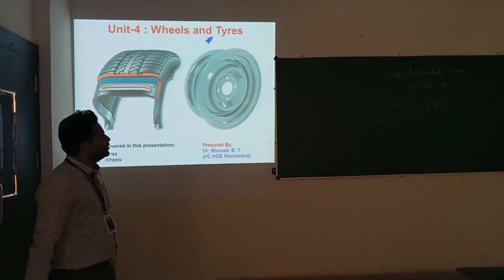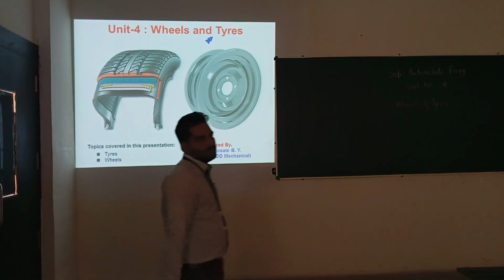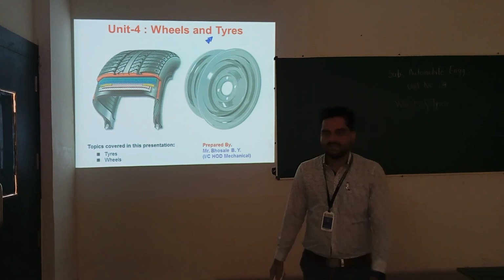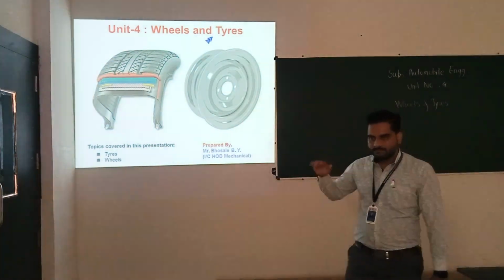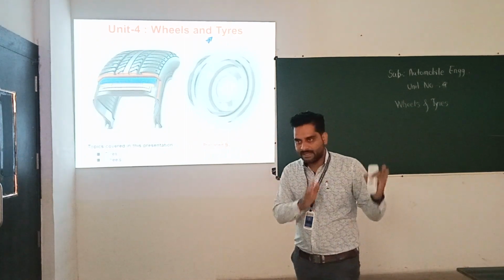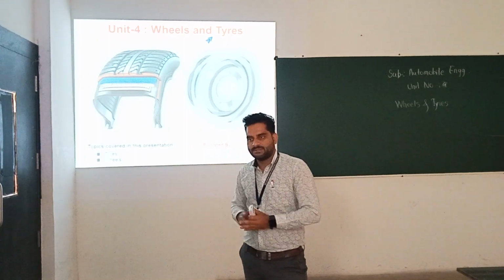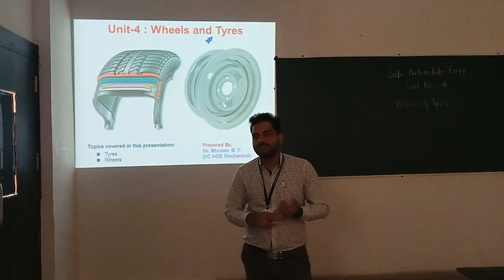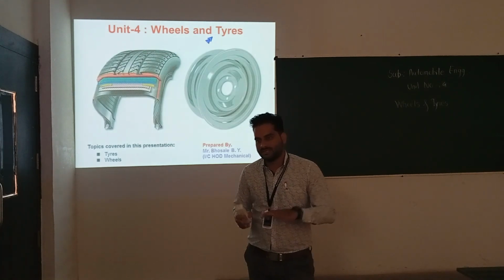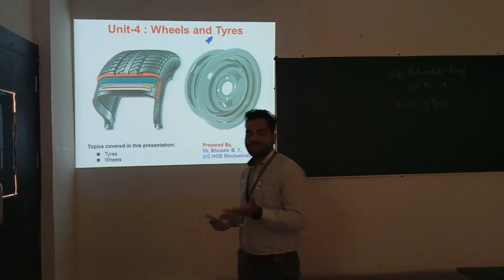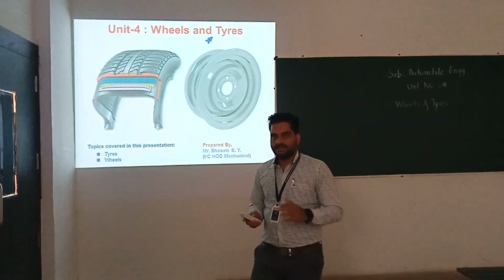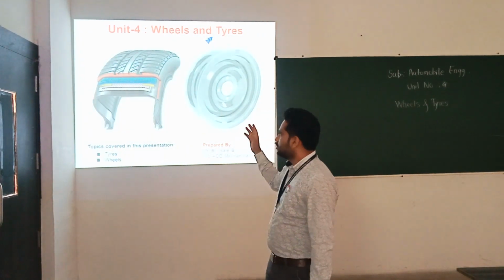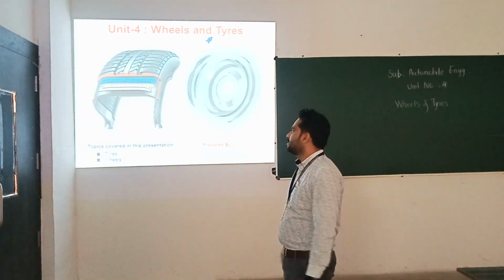And after that, in unit number 3, we went through various automobile safety systems, active safety systems and passive safety systems, in which we covered active safety systems such as external safety, and passive safety systems such as internal safety for the passengers and vehicles. After that, we will go through this unit number 4, that is wheels and tires.